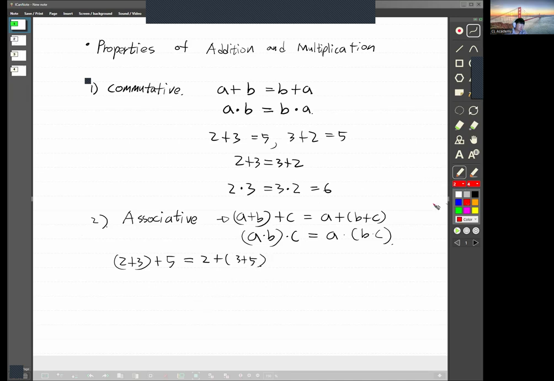Think about it. 2 plus 3 is 5. 5 plus 5 is 10. Now, the right hand side: 3 plus 5 is 8. 2 plus 8 is 10. Meaning that when you have more than two terms, it doesn't really matter which one I add first. Anyway, you're going to add them all. So the grouping does not matter when you add them, and that's called the associative property.